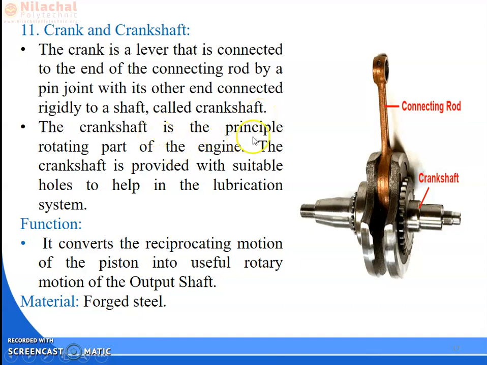The crankshaft is the principal rotating part of the engine, and it is provided with suitable holes to help the lubrication system. Its function is to convert the reciprocating motion of the piston into useful rotary motion of the output shaft. So the crankshaft is the output shaft, where the flywheel will be connected and this power will be transmitted, and we utilize the power for running the vehicle.